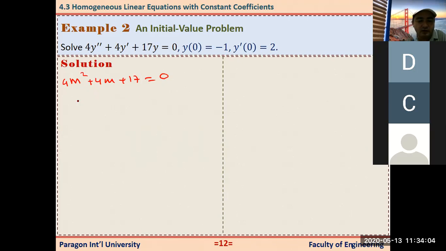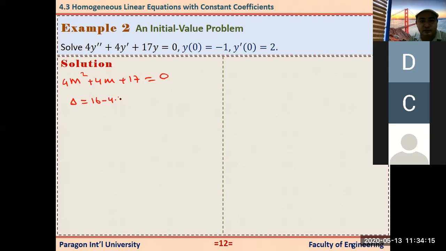So that is our auxiliary equation, right? 4m squared plus 4m plus 17 is equal to 0. And when we solve this, the discriminant is equal to 16 minus 4 times 4 times 17, which is 16 minus 16 times 17, that's equal to minus 256. That is minus 16 squared, right?